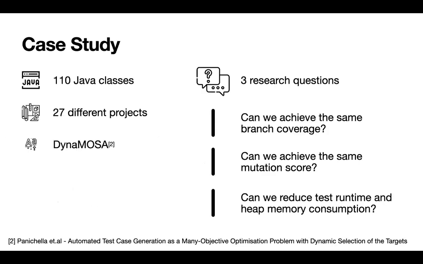To evaluate adaptive DynaMOSA, we selected 110 Java classes from 27 different projects, coming from different benchmarks. We used DynaMOSA as a baseline, and we asked ourselves 3 research questions. What happened to the branch coverage? Can we achieve the same mutation score? And can we reduce test run time and in-memory consumption?